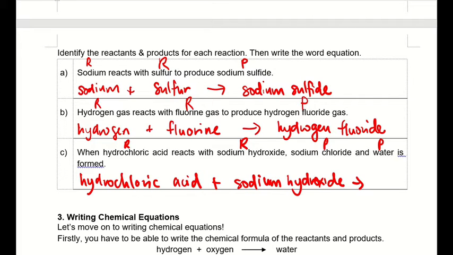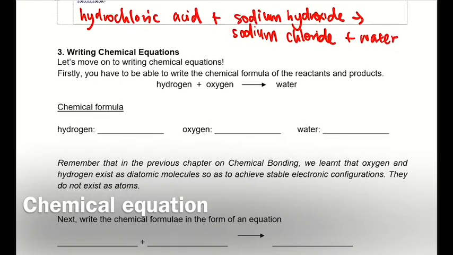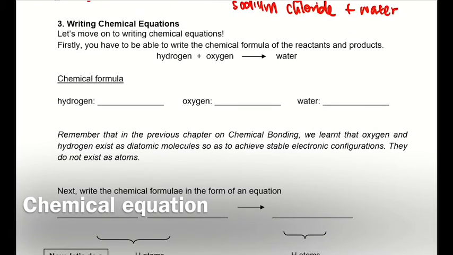Okay, I have no space, so I'll write downstairs. But if you have space, please don't write it like this, because equations need to be in a straight line. Now our task is to change the word equation into a chemical equation. A chemical equation means you will be writing the chemical formulas of the reactants and the products. So for example, hydrogen is diatomic.